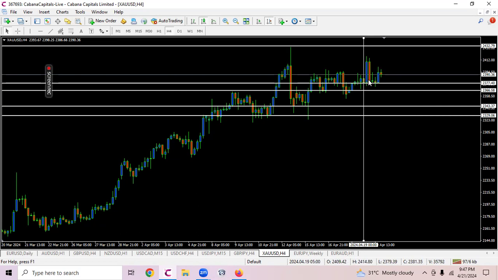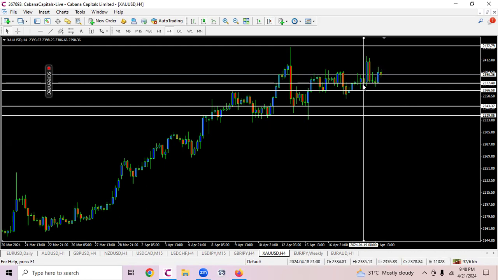If this bearish candlestick had closed below the low of this bullish candle, one would have considered going bearish. But the fact that this candle didn't close below the low of this bullish candle tells me that we still have buyers in the market. We have traders who are willing to buy gold. That is why the bears could not push price or close price below the low of this bullish candle.